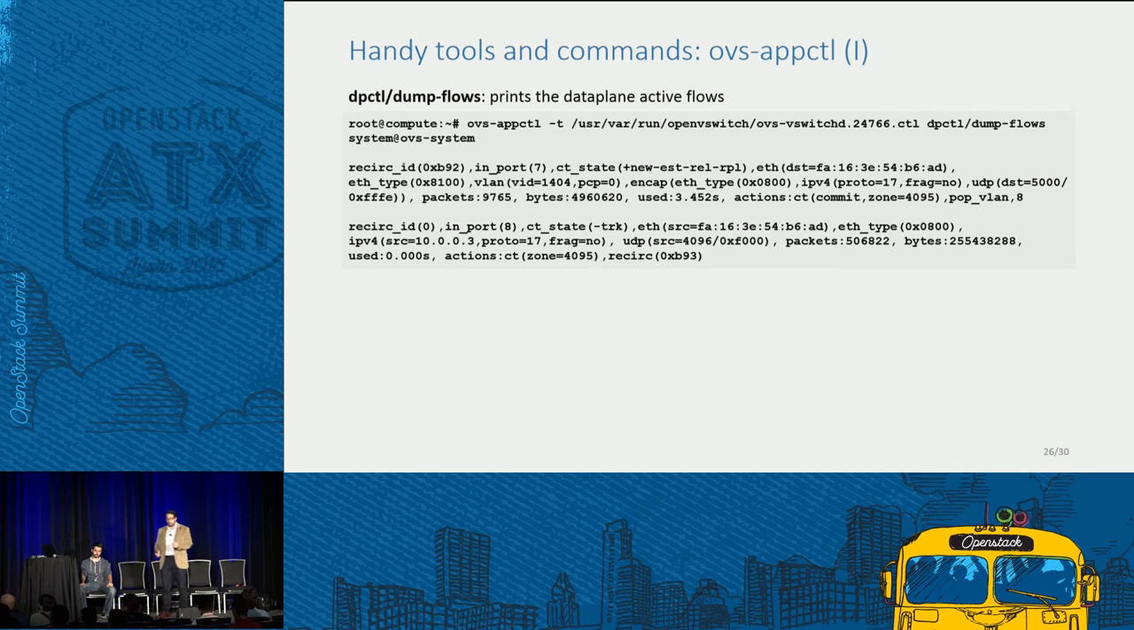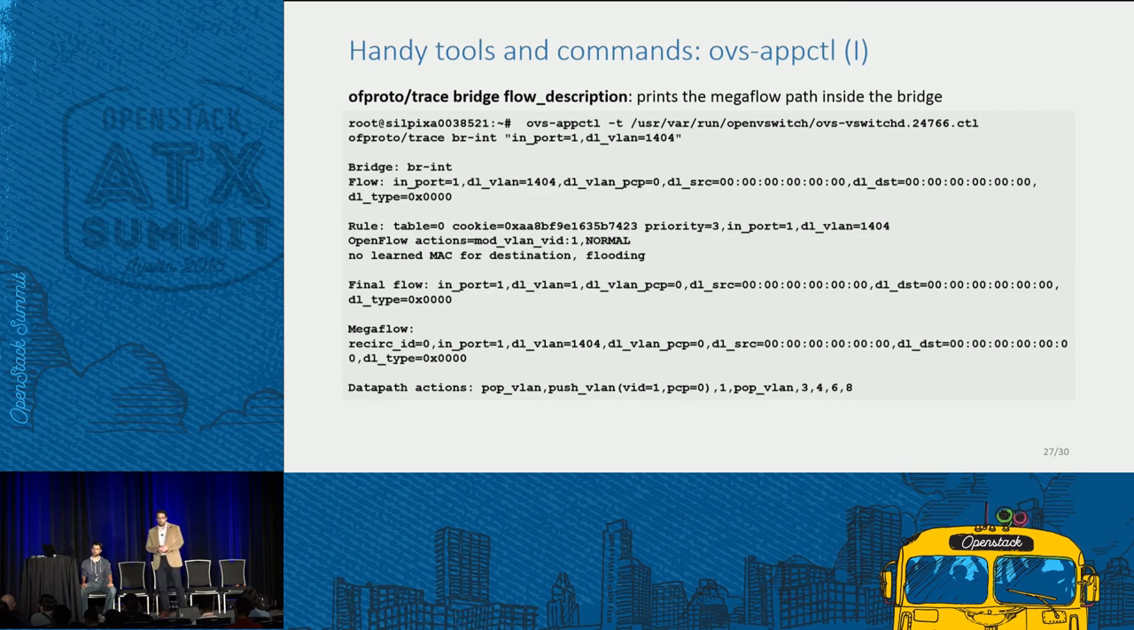You can see, for example, the connection track state, and other parameters like the MAC address, the IP address, which VLAN tag it has, and also which actions are being applied to this flow in the switch, because this flow can match several rules. So you will see which actions are being applied to this flow at this moment. And well, this is very handy if you want to debug.